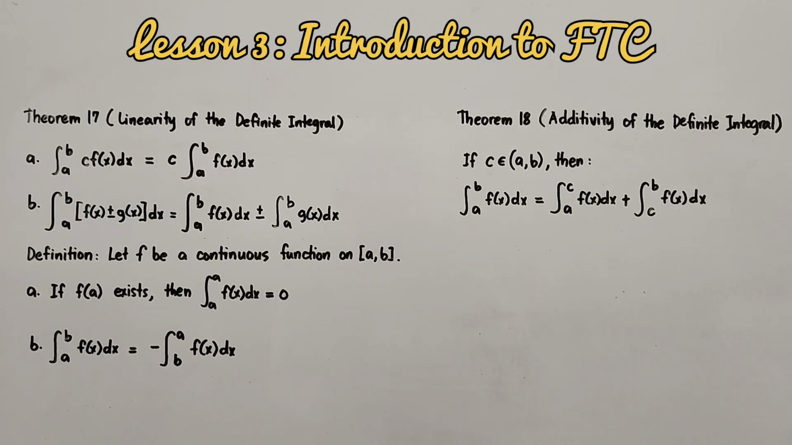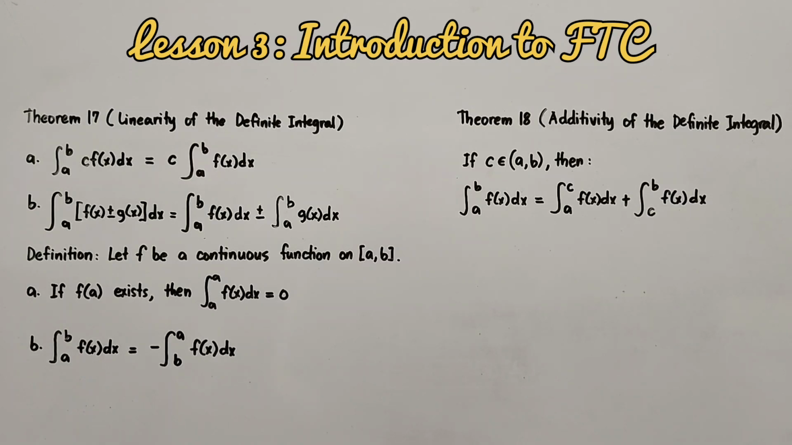For the definition, let f be a continuous function on [a, b]. If f of a exists, then the integral of f of x dx from a to a is 0. Take note here that the lower bound is the same as the upper bound. And the integral of f of x dx from a to b is equal to the negative of the integral of f of x dx from b to a. Here we interchange the lower and the upper bound.